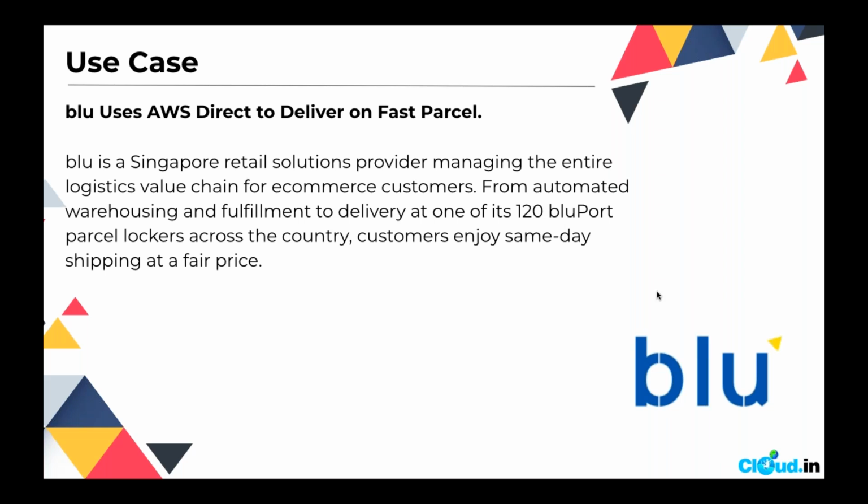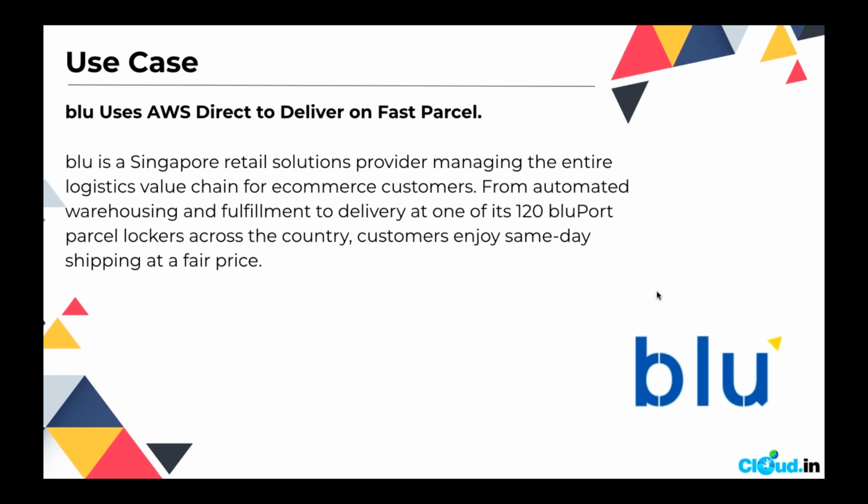Now Blue is a Singaporean company where they have logistic chains to manage e-commerce, same as Amazon and all that stuff. So they have been leveraging multiple AWS services, in which they have been leveraging AWS Direct Connect for transferring data. So let's understand this: it is managing the entire logistic value chain for e-commerce customers. Just to have a brief history of the Blue company.